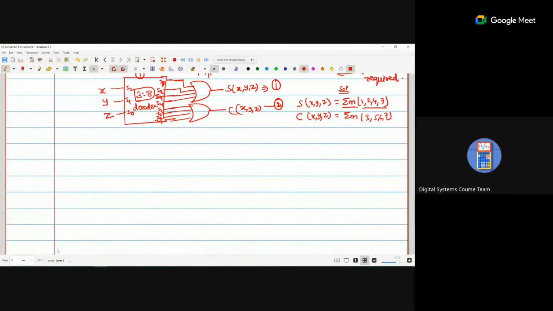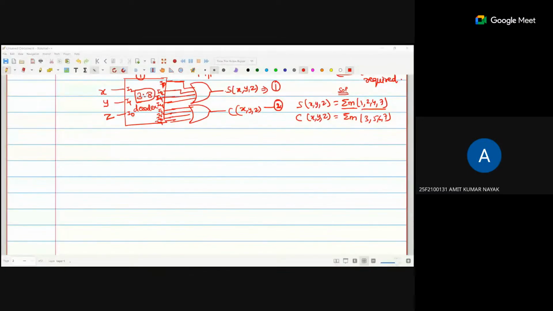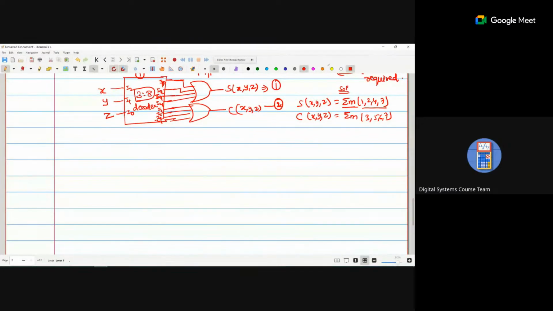Sir, in this question, if the minterms are the same, then we just require one OR gate, right? If S and C both have the same minterms, like 1, 2, 4, 7, then we require only one gate, and I can write it as either S or C.